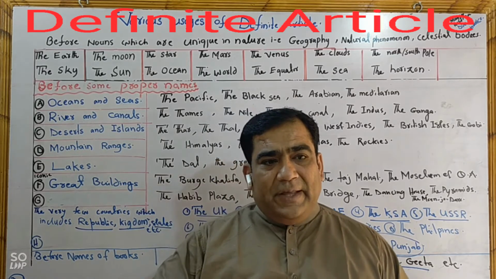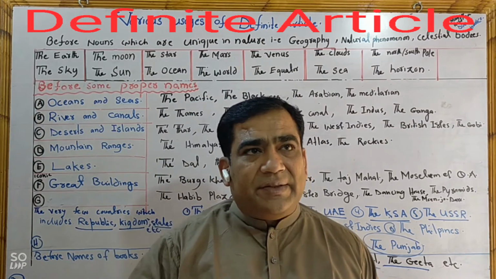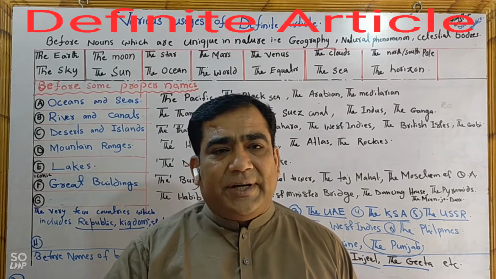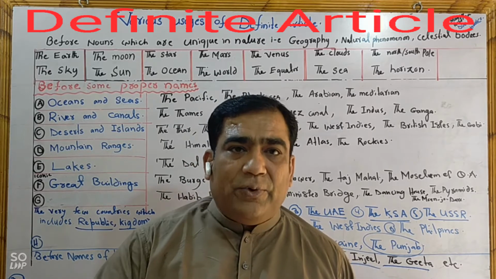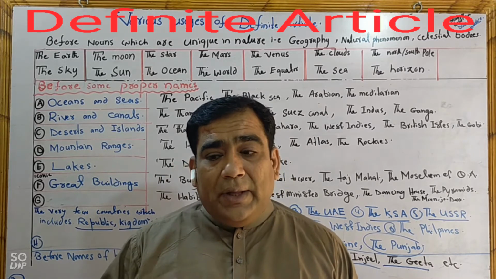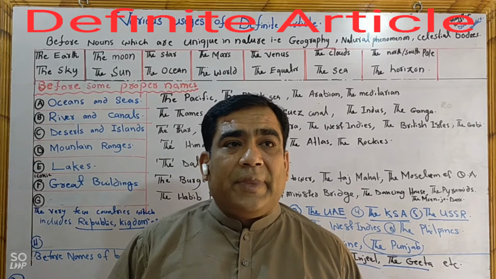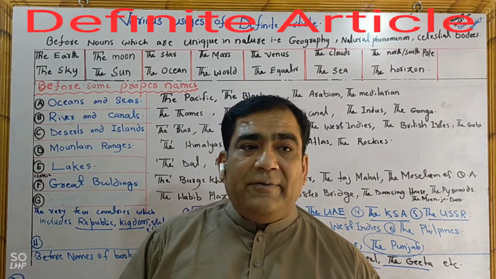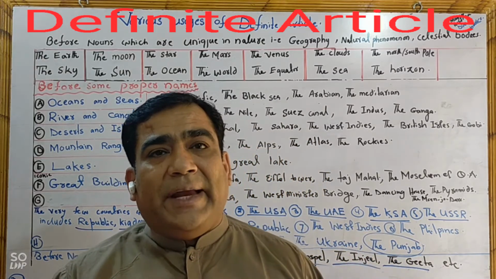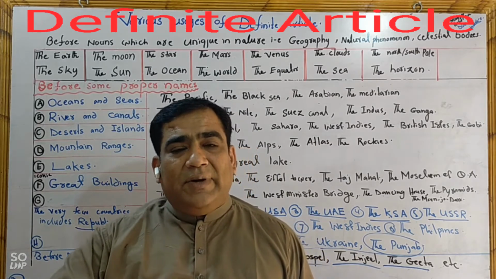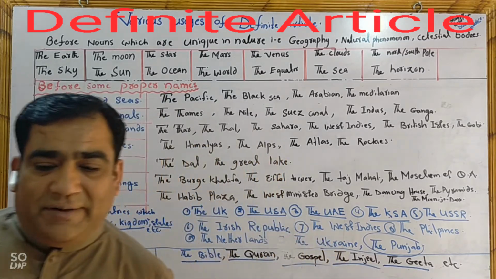So dear student, this is just the start of the rule. Those things which are unique in nature, we will put the definite article the before them. But now we'll start from adjective in comparison, adjective in adverb, adjective in positive, adjective in superlative, how to use them. That is very interesting and important. We'll start from this one. Hope you will enjoy the next portion.